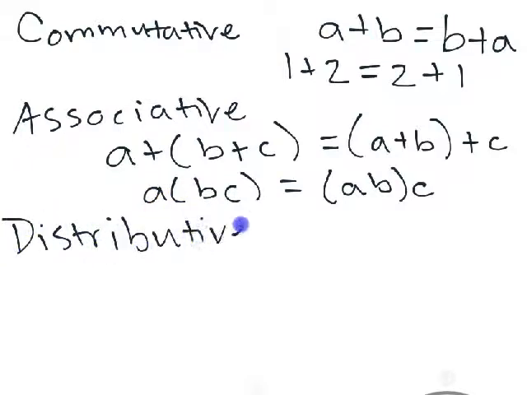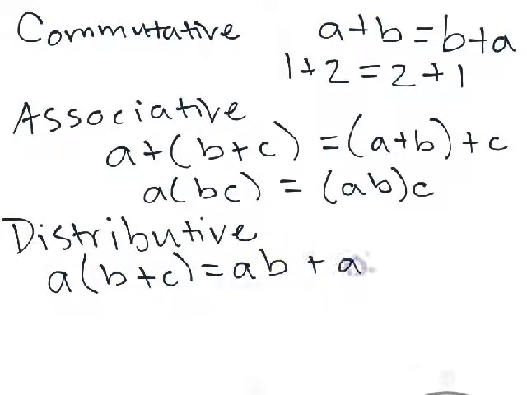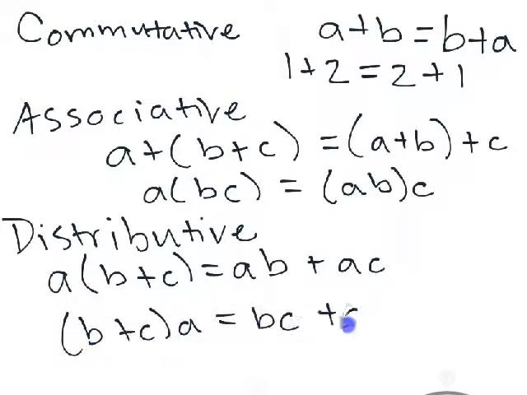And the last property we're going to discuss is the distributive property, and that's talking about distributing multiplication over addition. So if we multiply a times the quantity b plus c, that's the same as saying a times b plus a times c. And we could also do that by multiplying on the right hand side. That's the same as bc plus ba, or ba plus ca.